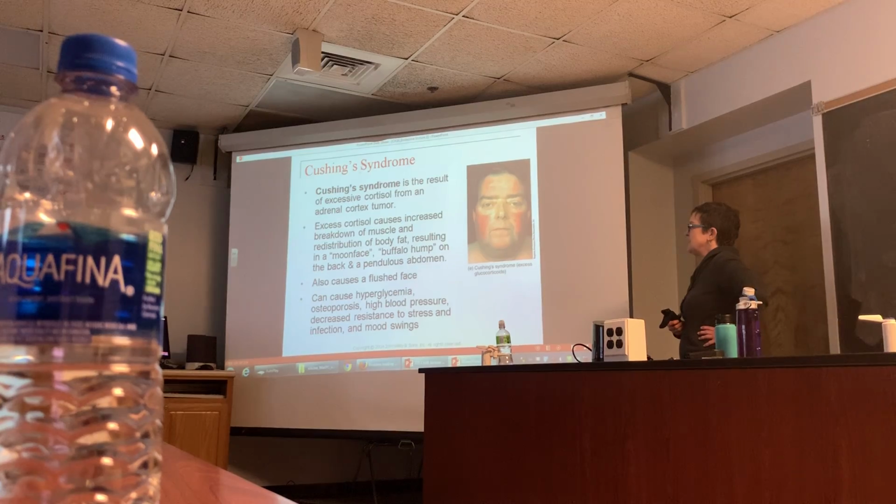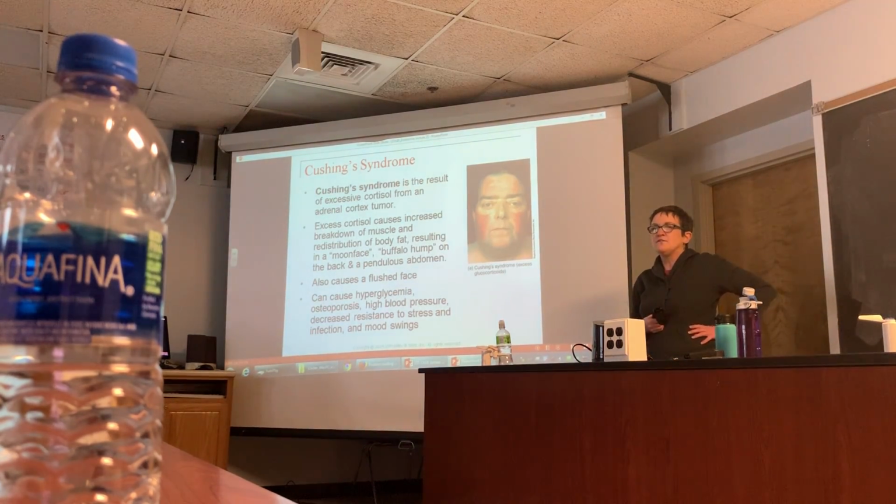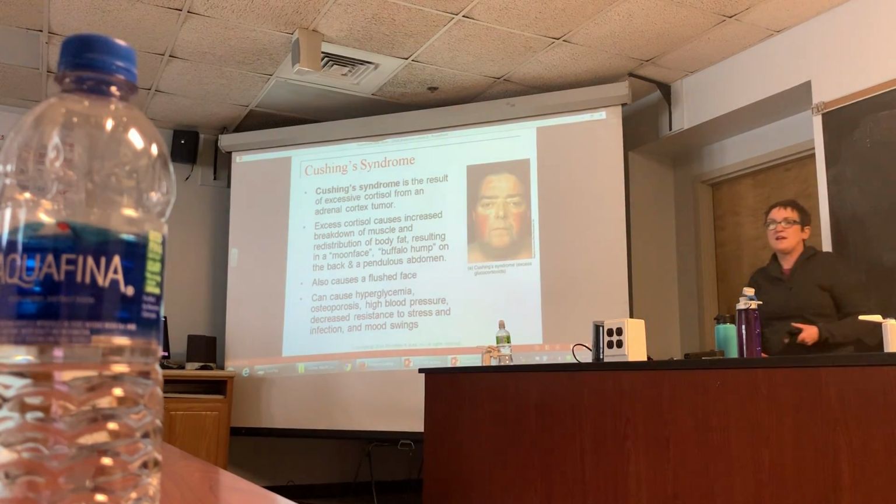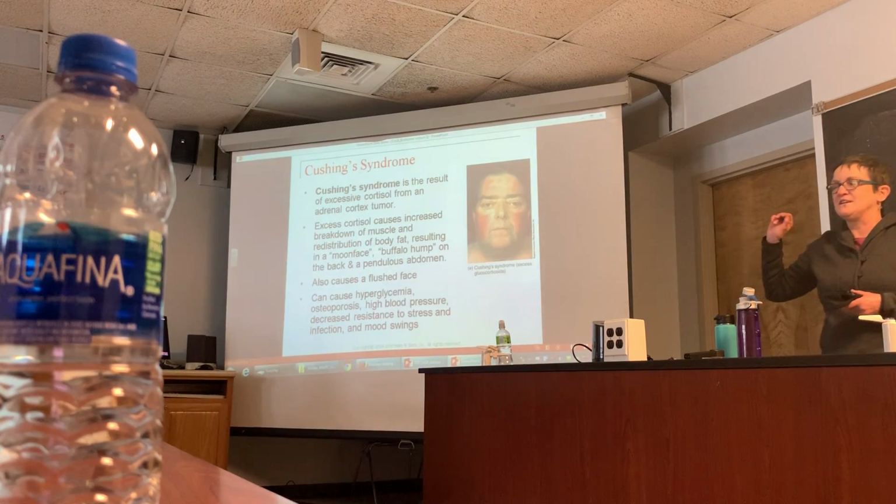And in fact, even just low levels of constant stress, if you're having a lot of stress in your life, or if you're not getting enough sleep, that can also cause stress. You can get elevated levels of these glucocorticoids. It causes weight gain, especially in the abdomen. You don't have to have Cushing's disease to have that happen.